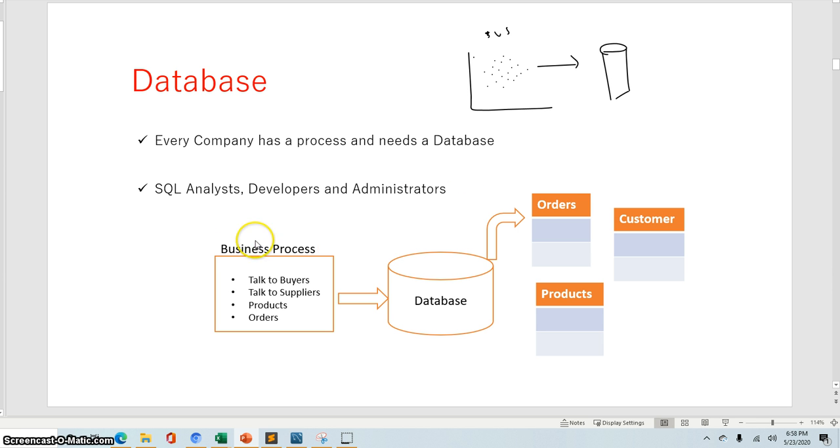An e-commerce company has a business process. Let's say they want to talk to the buyers, they want to talk to the suppliers, they have to show the products, and they get the order. They have to store all this information in a database. How do they want to store? They want to store all the orders separately, who all their individual customers are, and what all the products they are selling.